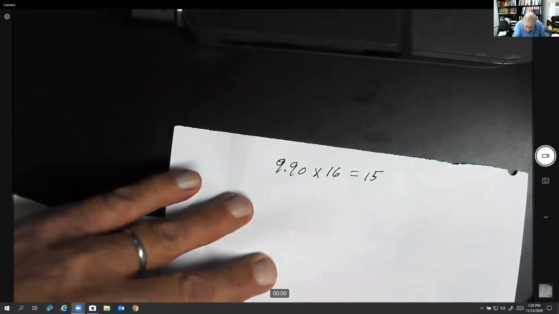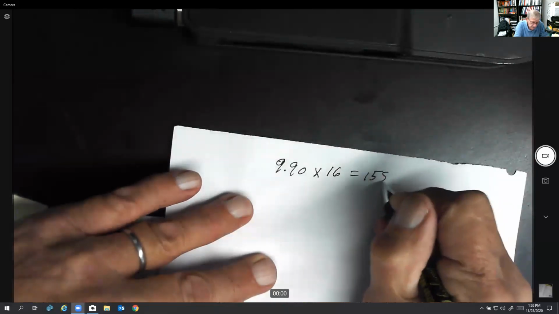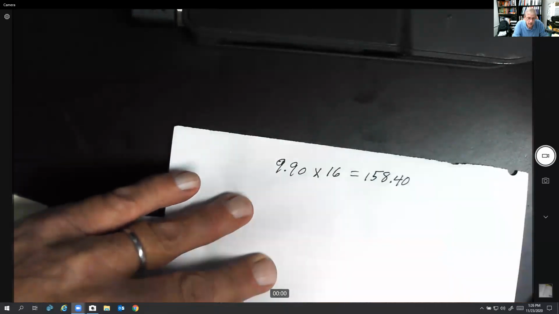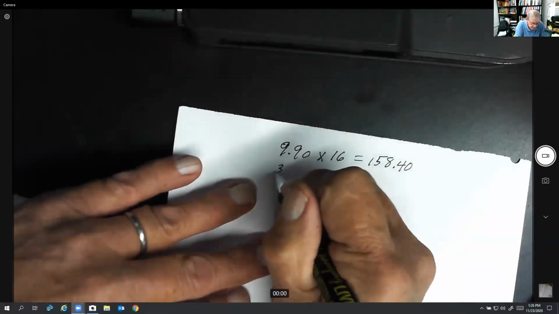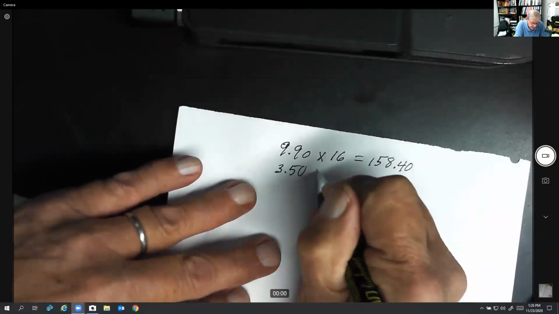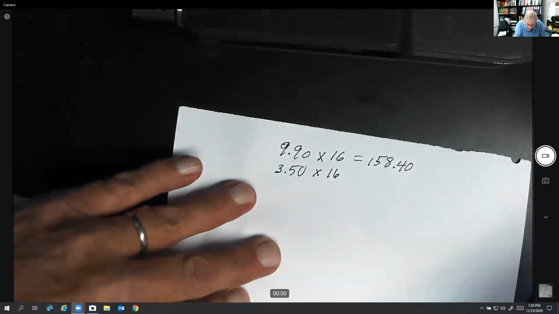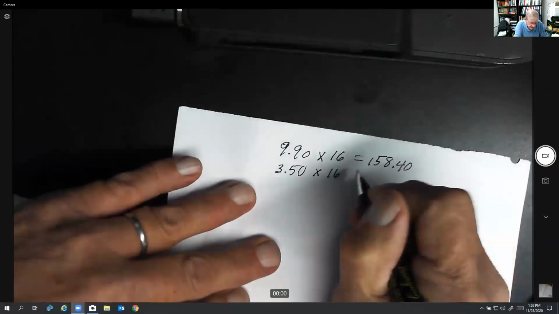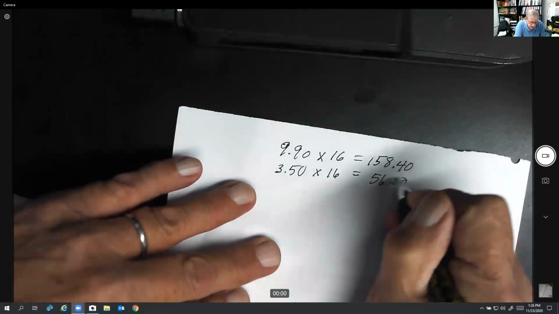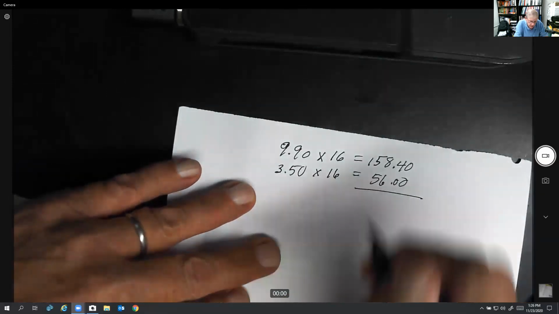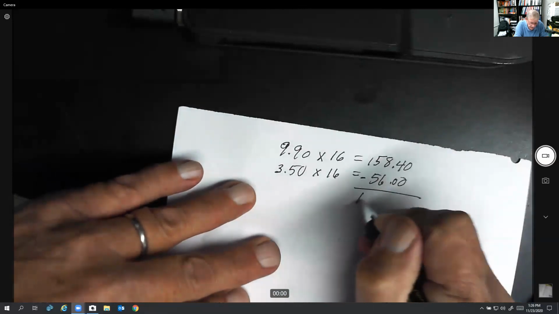I think that was my numbers here. It's kind of blurry. And then I looked at the price of the United States. It was $3.50, which was rather high, but still a lot cheaper than Turkey. Multiply that by 16, and I came up with $56 to fill up. So the difference between these two means we're going to subtract them.